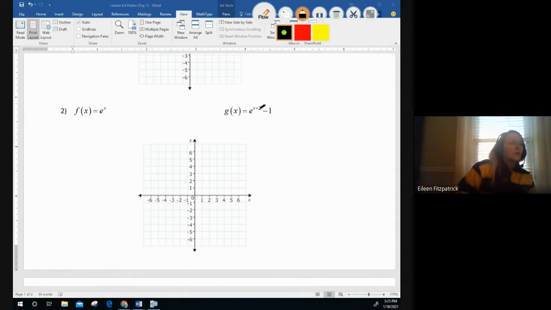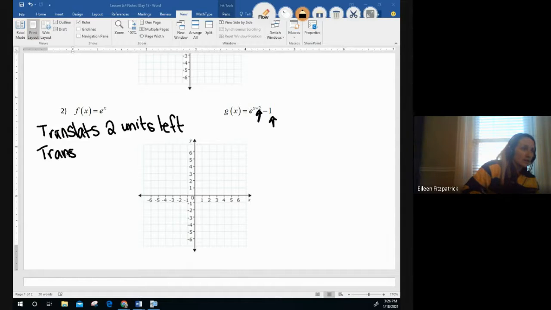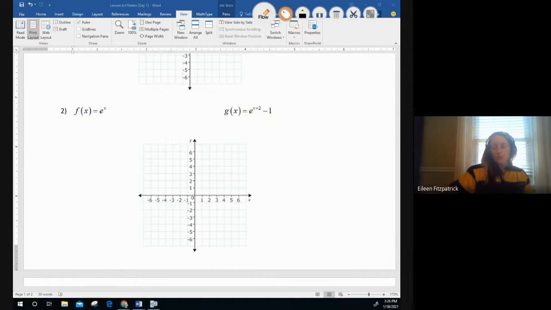All right. So what is the transformation here? I see a +2 and a -1. So what does that do to the graph? It translates the graph 2 units left, and then translates 1 unit down. Okay, let's move to the next transformation.